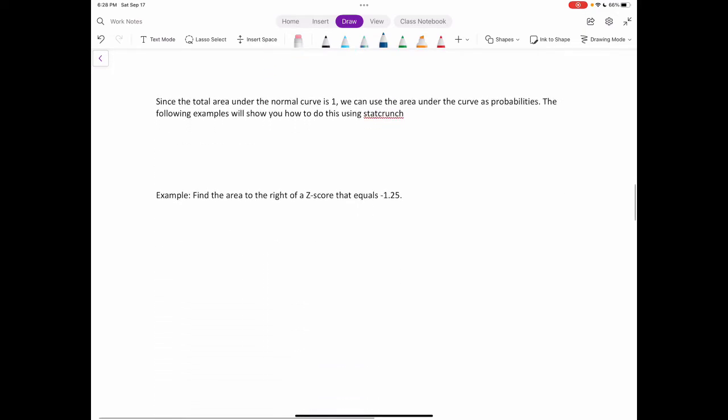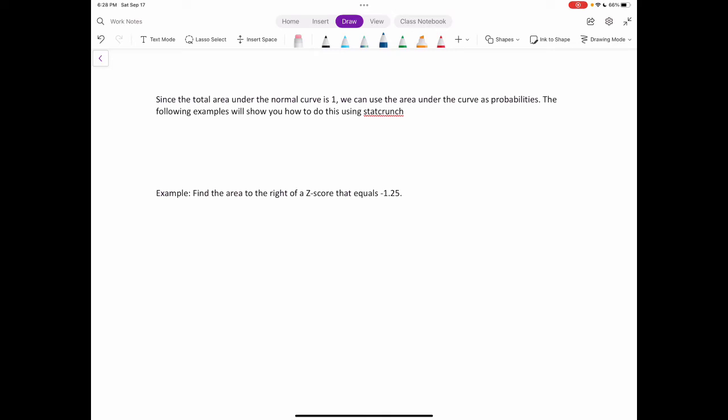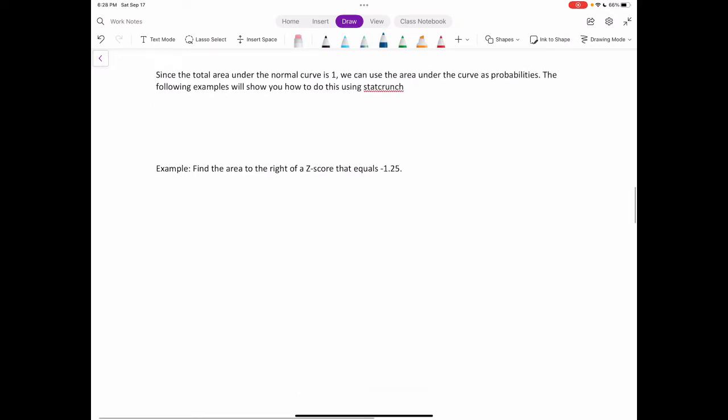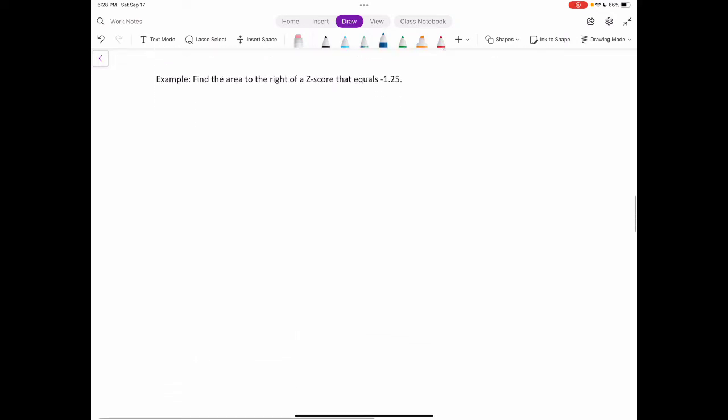Since the total area under the normal curve is 1, we can use the area under the curve as probabilities. The following examples will show you exactly how to do this, and I'm going to do this using StatCrunch, which is built into our homework platform. If you want to know how to use this in a calculator, feel free to send me an email or stop by my office hours. But let's say we wanted to find the area to the right of a z-score equal to negative 1.25.